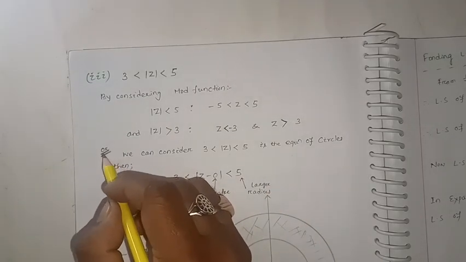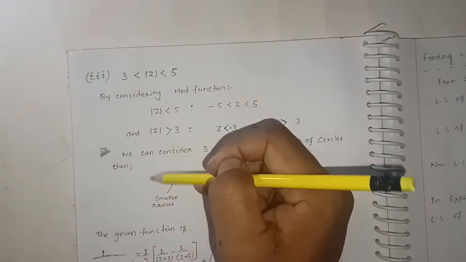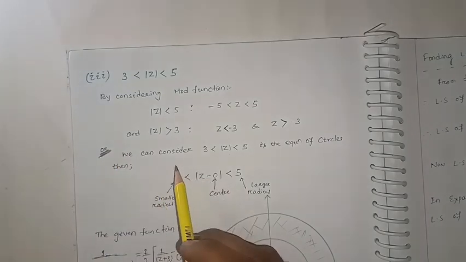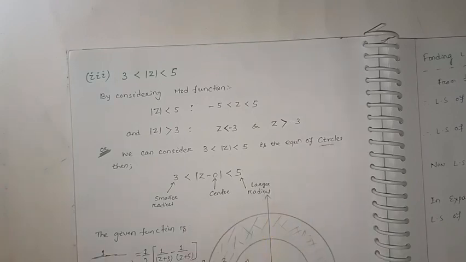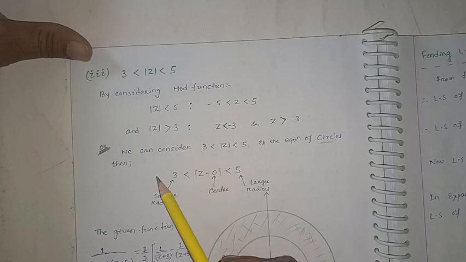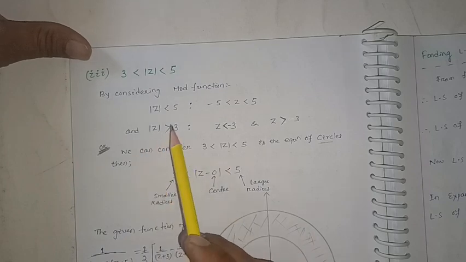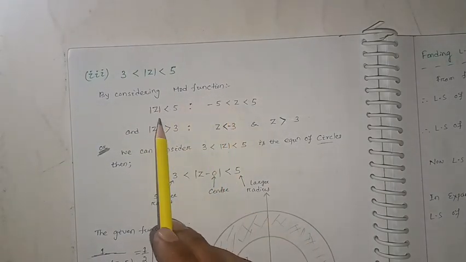Both methods I considered, but I always suggest that you just remember how we are going to find the region or range by considering the circular equation method. So here, by two methods, I will determine the region or range. First we are going to consider the mod function.